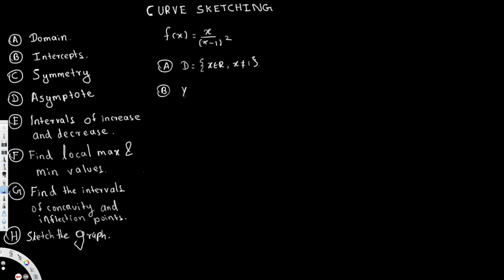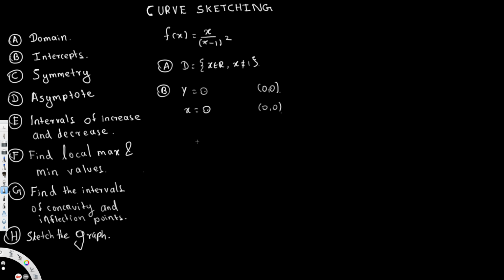To find the y-intercept, I have to set x equal to 0 and find the y value. If I set x equal to 0, y will become 0. Therefore, my y-intercept is 0, so the point is (0, 0). Then I have to find the x-intercept. To find the x-intercept, I set y equal to 0. Multiplying the denominator to this side, it becomes 0, so we have only x in the numerator. Therefore, x is equal to 0, and it's the same point, (0, 0).